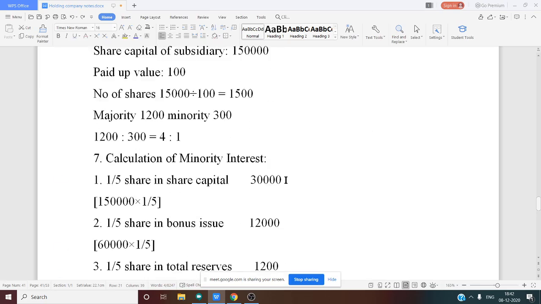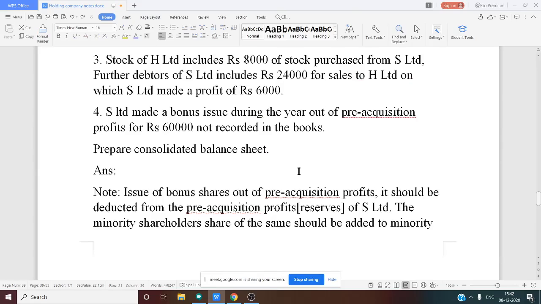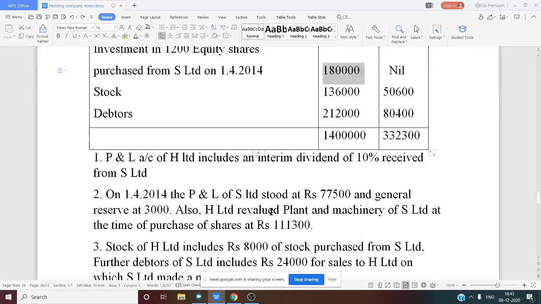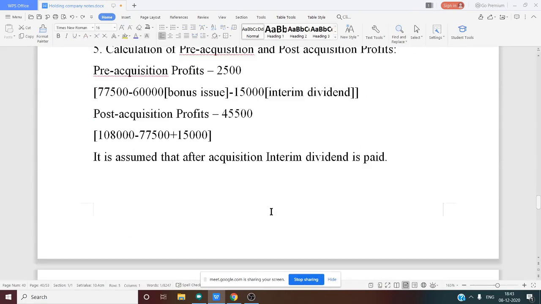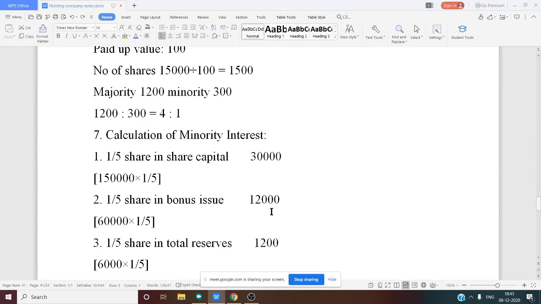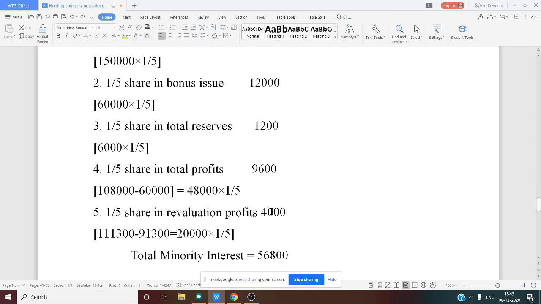Now we will see the balance sheet once again. If you see the asset side, the investment amount of the holding company in the subsidiary company is 1,80,000. So investment is 1,80,000 and the paid up value is 1,20,000. This means the holding company is paying more amount to the subsidiary company. So is it a profit to the holding company? No, it is a loss to the holding company.